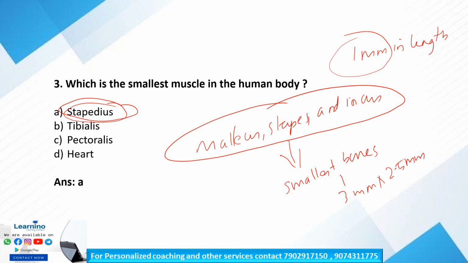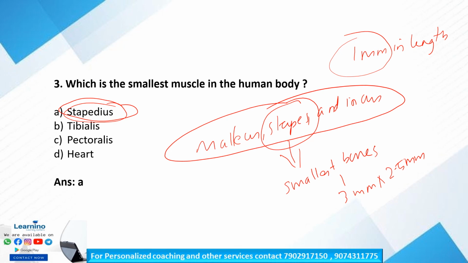It is near to the stapes bone, which is the smallest bone in the human body, and the smallest bone among malleus, stapes and incus. Okay, this is the smallest bone, and the stapedius muscle is the smallest muscle in the human body. Is it clear? The stapedius muscle is the smallest among the entire body, and it is located in the middle ear.